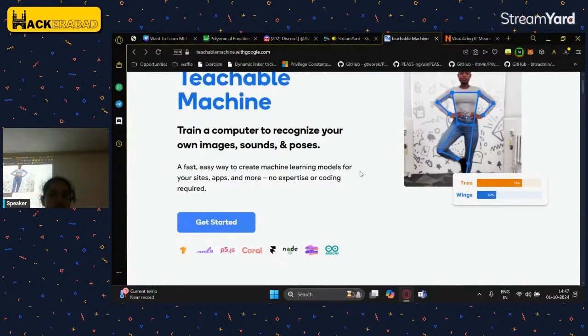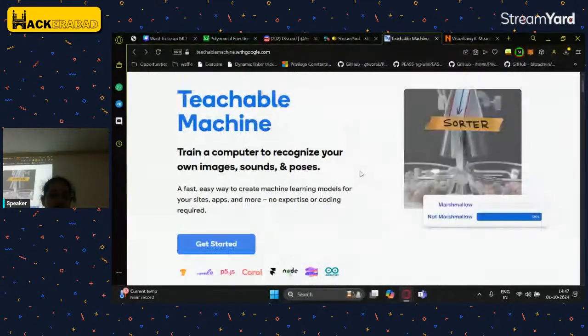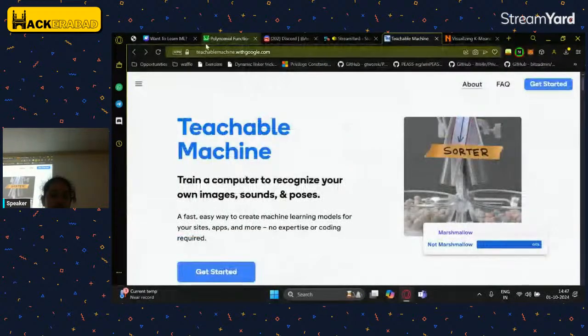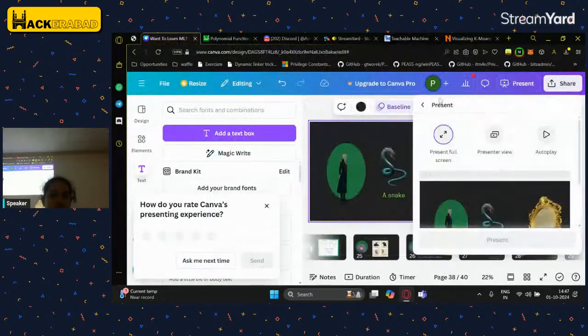But we don't know how it's working, right? We don't know how it's working. It's a magical mirror and we need to know the technical concept behind it, right? So I'll show you how it works.